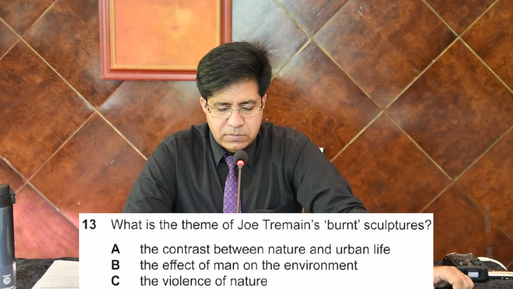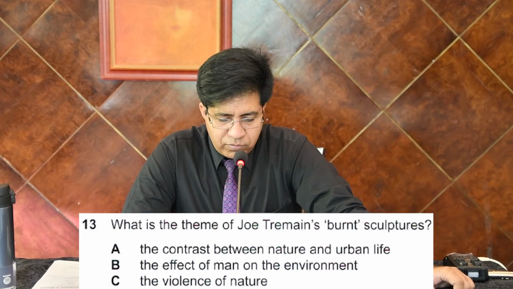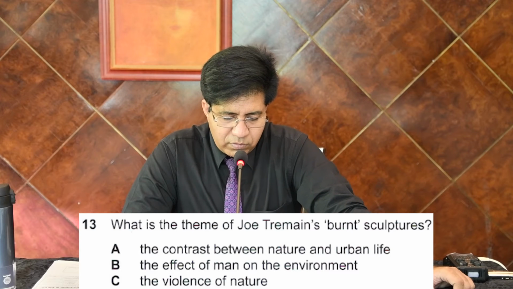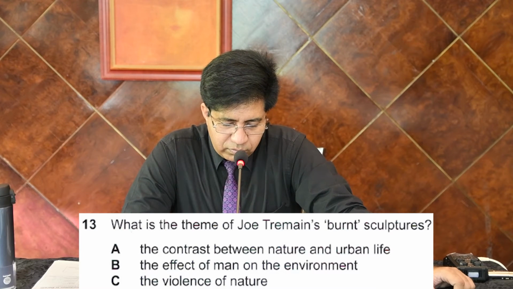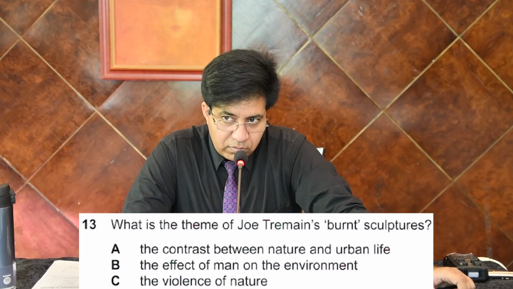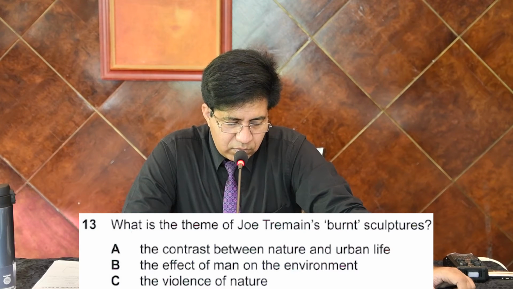For example, at present we have an exhibition by Joe Tremain of what he calls burnt sculptures. These are wood and stone sculptures that he's carved and marked with fire to illustrate the ferocity and intensity of the forces that have shaped our planet over millions of years. They look really dramatic in this rural setting.